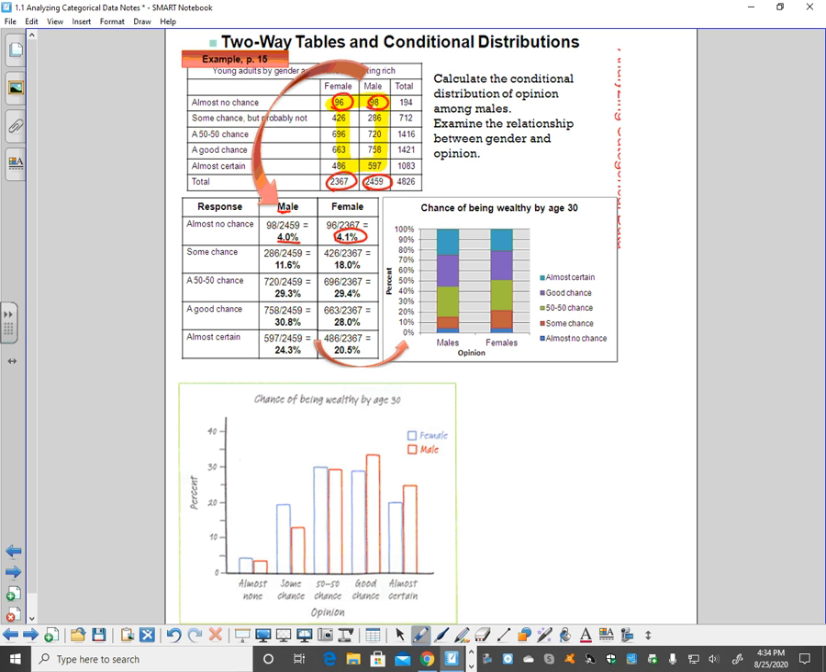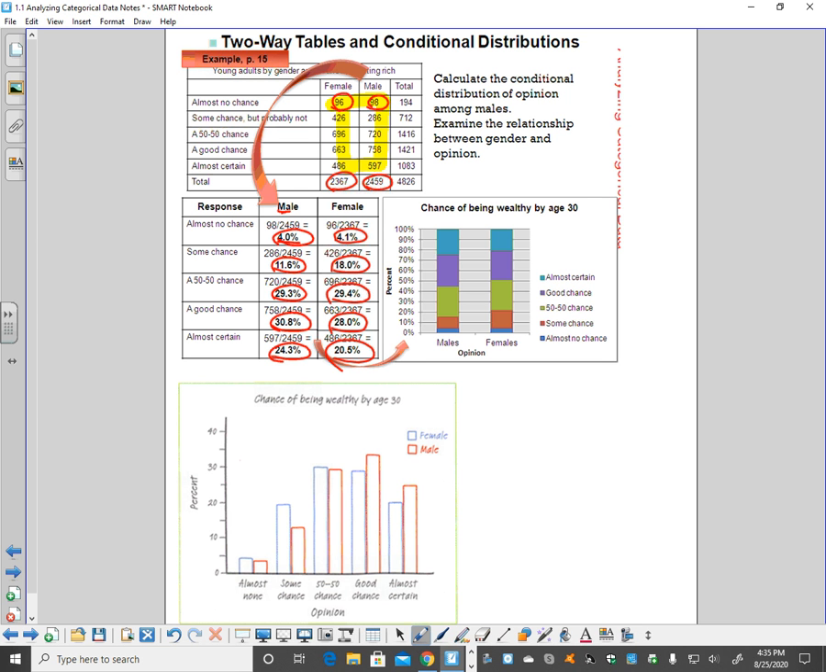Okay, but look what happens when you get to some chance. Female's a little bit more optimistic there. 50-50 chance, almost identical. A good chance, males pull ahead. Almost certain, males are up by 4%. Now, you could draw all kinds of conclusions from this, but what I want you to make sure of right now is you understand where all these circled percentages came from, number one, why we're doing percentages and not counts, and where all that information came from, because you're going to have to physically make the table.